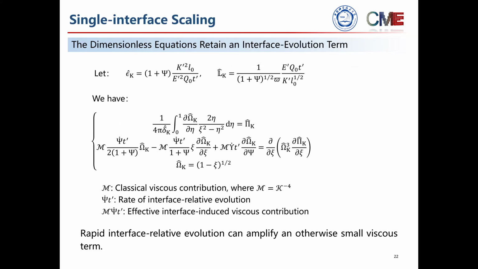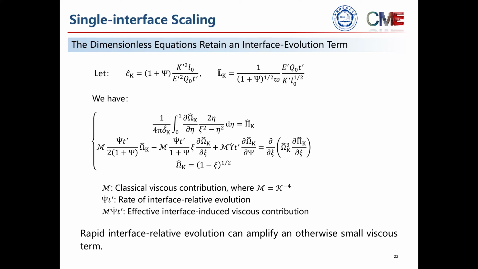After introducing this scaling, the dimensionless equations contain an additional evolution term involving the rate of change of phi. I denote the classical viscous contribution by M, which is related to the background dimensionless toughness. In a toughness-dominated homogeneous fracture, M is small. But after an interface crossing, the effective viscous term is governed by the product of M and the rate of interface relative evolution. This is an important result.